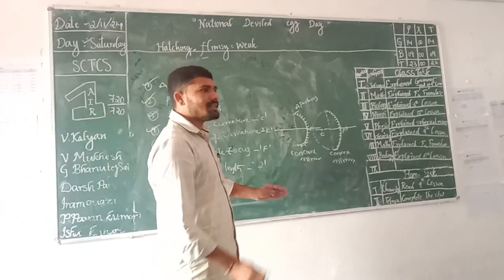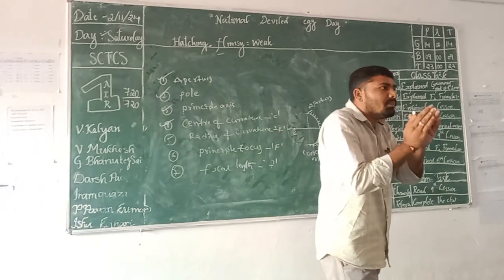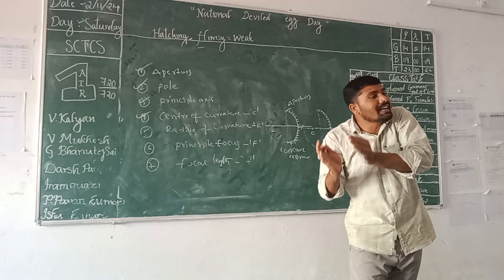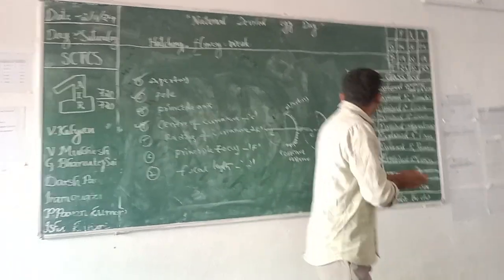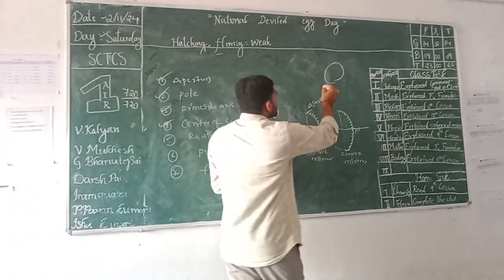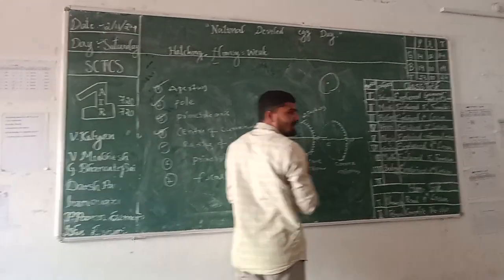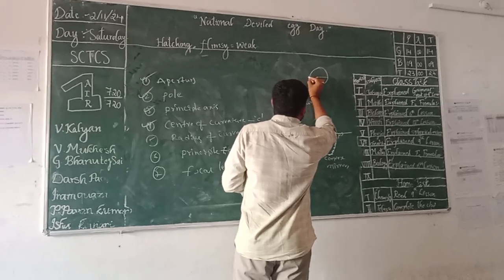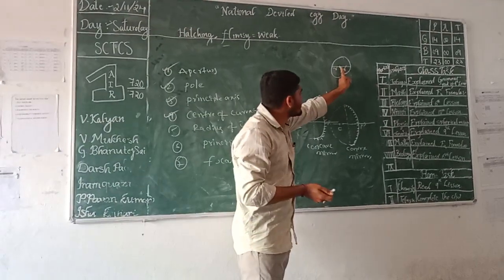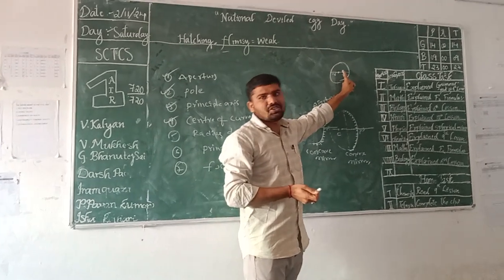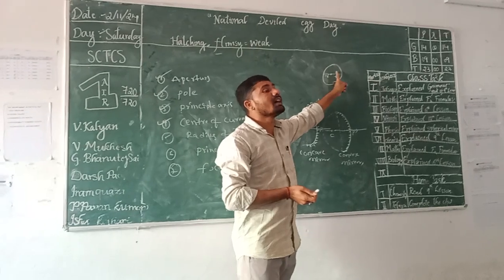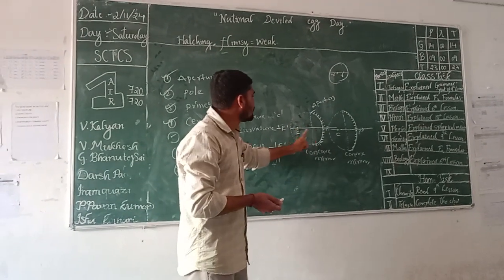Understand? The center means, before cutting a sphere, there is definitely a center in the middle, and that center is called the center of curvature. For example, taking a circle, so this is the circle. This is the midpoint, and these are the diameter and the radius. So this point is called the center of curvature.